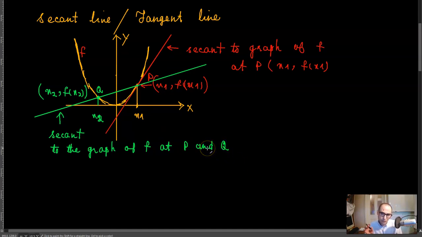So a secant line goes through the graph of the function. Well, I don't exactly know the exact definition, but I know that this line you could call a secant line, and this line you could call the tangent line, okay?